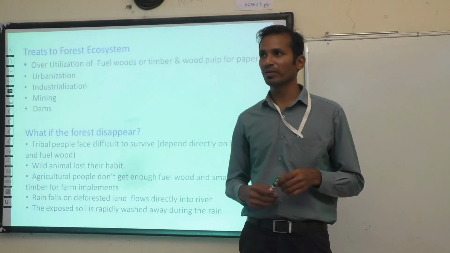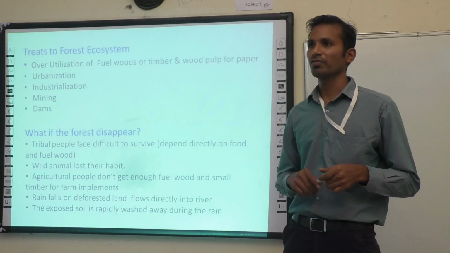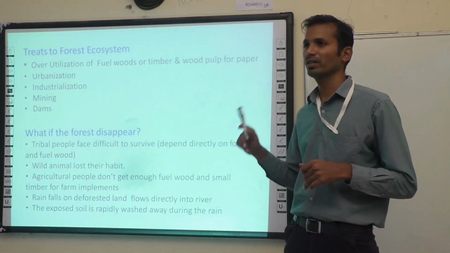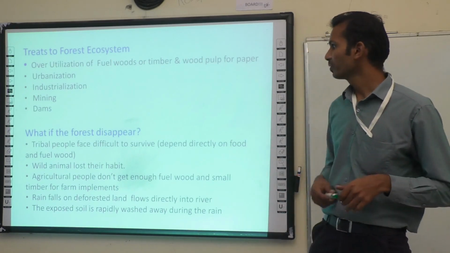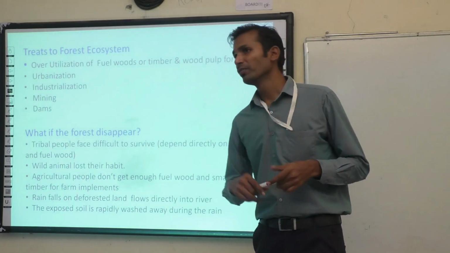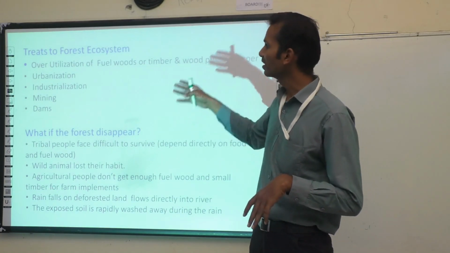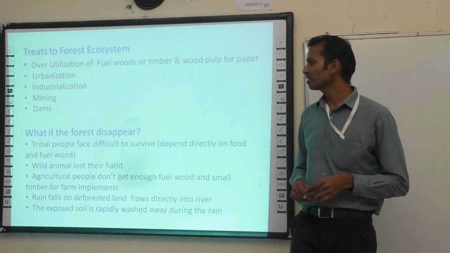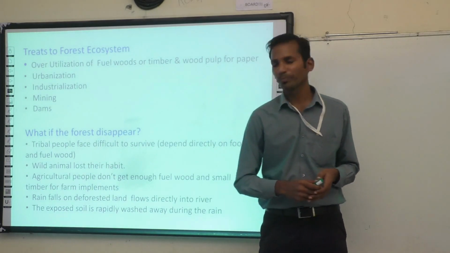Now we are facing so much of a water problem, yet the construction of these kinds of dams creates serious threats to the forest, where a huge number of trees are cut down or destroyed. If we keep facing over-utilization, urbanization, mining, and dams, what will happen? Ultimately, the forest will be destroyed and will disappear. So what will happen if a forest disappears?